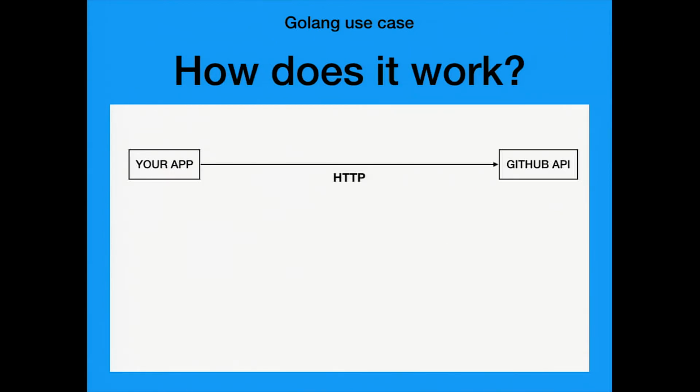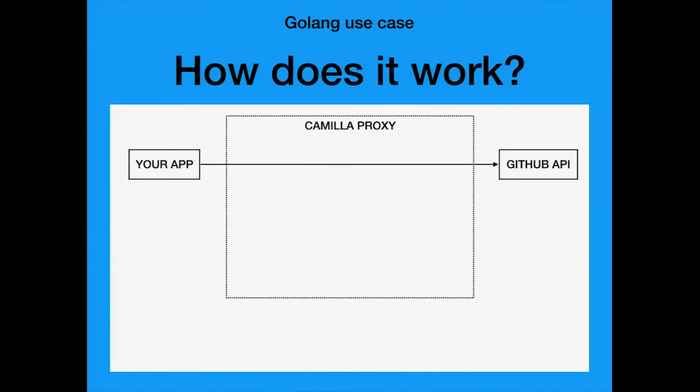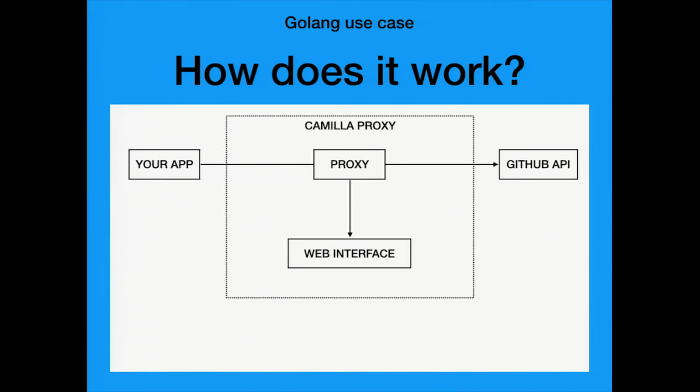Let's say you have your application, which talks over HTTP with the GitHub API, and you want to put the proxy in between. So how do you do that? This is where Camilla Proxy lives, right in between. So we have the proxy element, we have a web interface, and every HTTP information that the proxy receives, it forwards to the web interface. So any potential client of this web interface, any visitor, can look at the HTTP traffic.